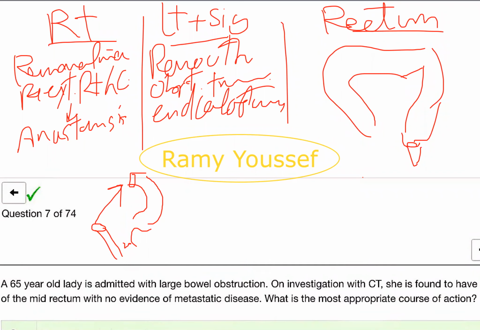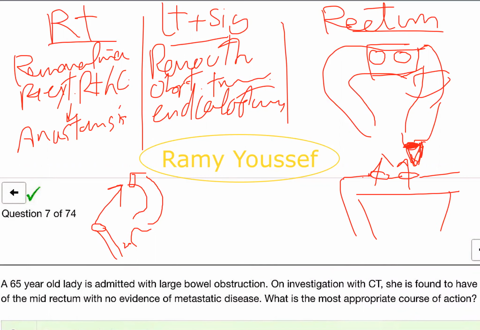In the left side, I remove and then make an end colostomy. But in the rectum, I can't do any operation without a definite diagnosis, and the patient is obstructed. So I'll go for a loop colostomy. I'll exteriorize part of the colon, mostly the transverse, and make a loop colostomy on the anterior abdominal wall for relief of obstruction. Then I'll go for the definite MRI diagnosis and the definite strategy, and then go for my definite treatment.